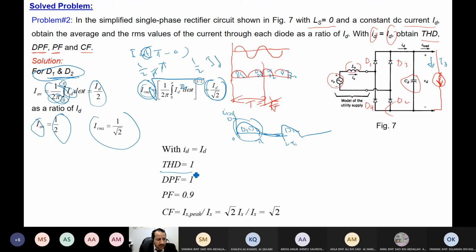Now, total harmonic distortion, we go back to substitute in the formula. We will find that it's an ideal circuit. It's 1. For displacement power factor, again it's 1. And for power factor, I'm just substituting here. You have the formula, just substitute it. Cosine phi will be 1. Okay? Power factor, which is IS1 over IS cosine phi, will be 0.9. Crest factor, substitute them, you will find square root 2. So direct substitution.